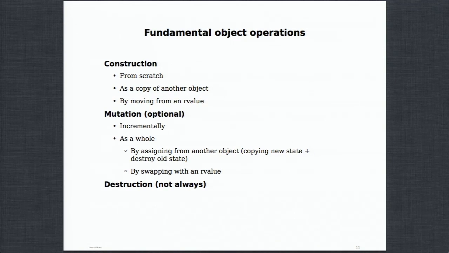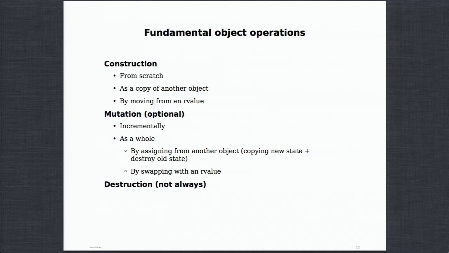So just to go over these a little bit more in detail, an object may be constructed from scratch on a raw piece of memory. You just build its members in there. Or it may copy it from another object, conceptually representing the same state. Or it can be moved from an R value, so that's the special thing.